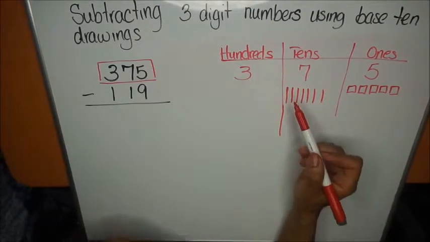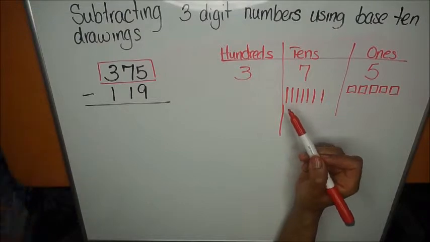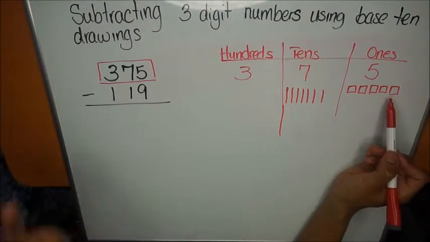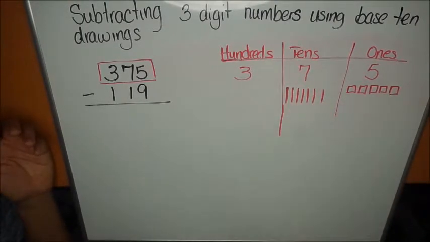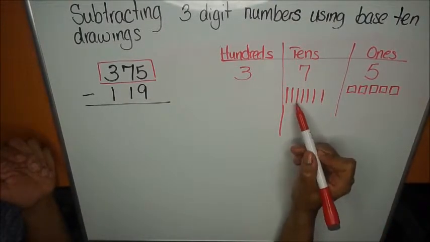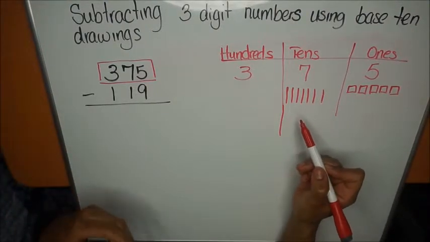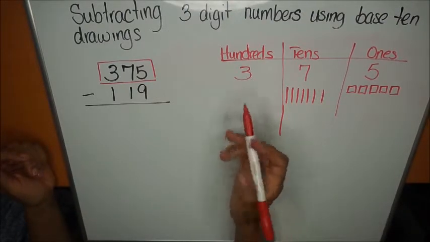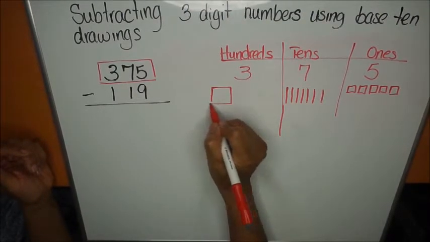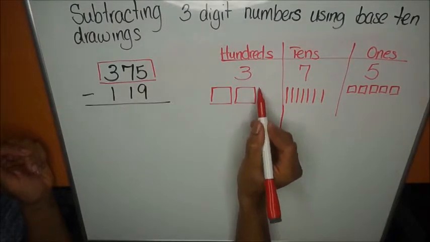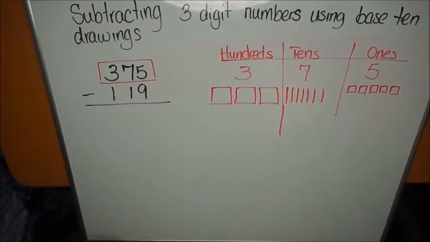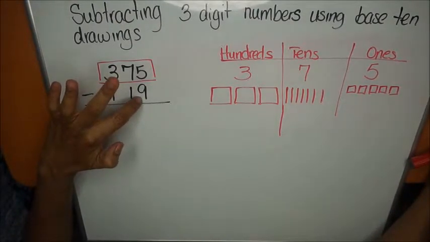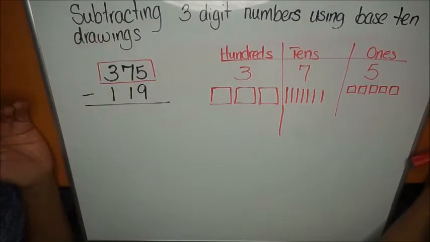And I know that each long or each rod has 10 units in each of them. So I have 1, 2, 3, 4, 5, 6, 7, which is actually 70 units. And then I'm going to move over to my hundreds place, and I have 3 hundreds, which is represented as 3 flats.